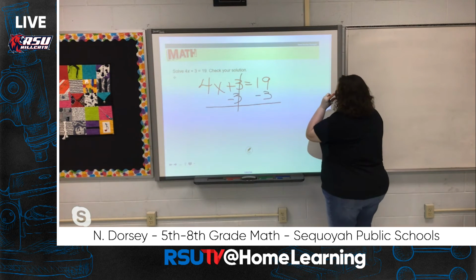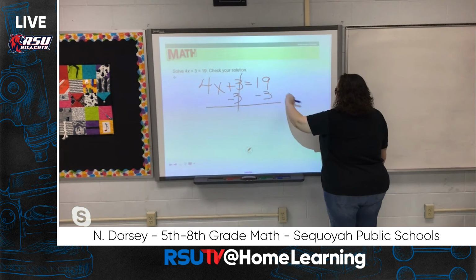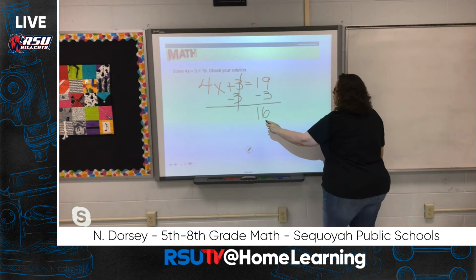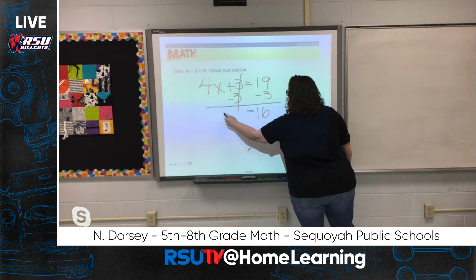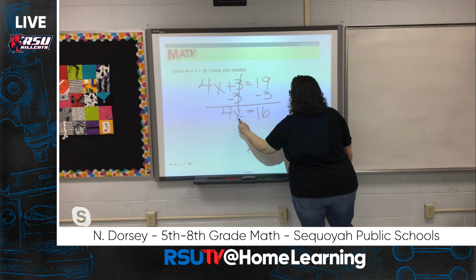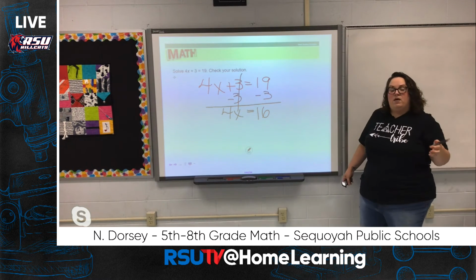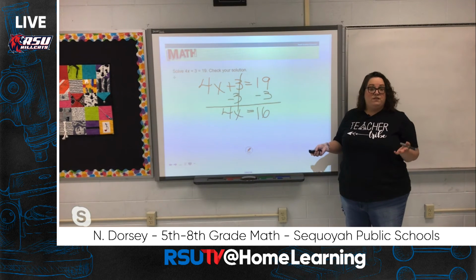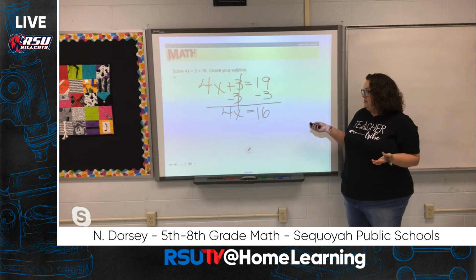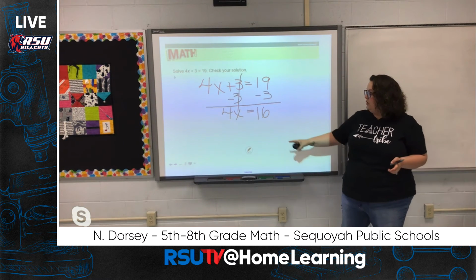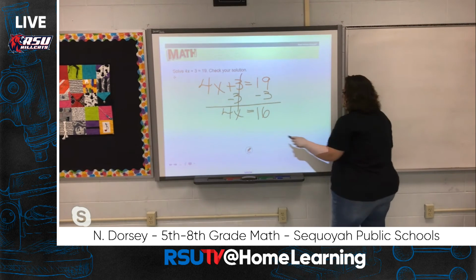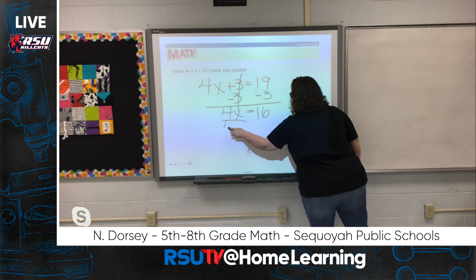And then we just do the math. 19 minus 3 is 16. Bring down your equal sign. Bring down what you haven't used. And we've now come to the second step, which is any multiplication or division. In this case, we're going to divide because we already have multiplication going on. So we're going to divide both sides by 4.